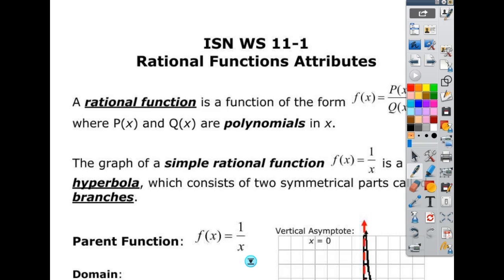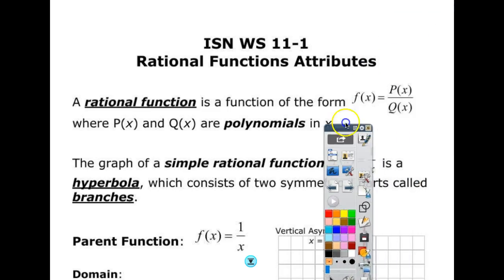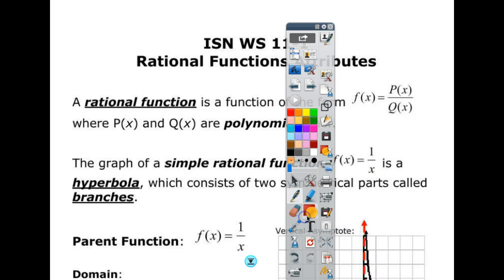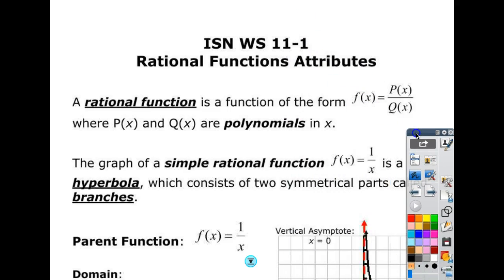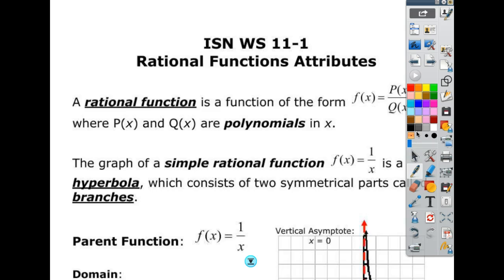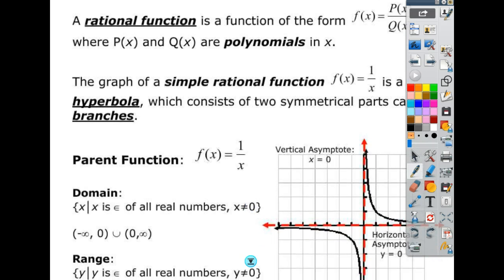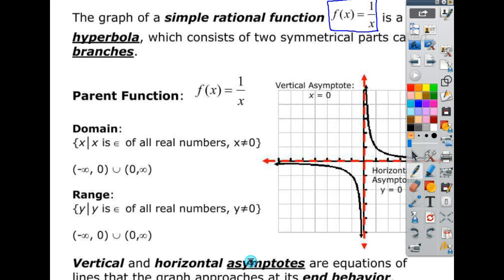Okay, so remember a rational function, all rational means basically, is a fraction. Like right here, they're showing it's P over Q, and P and Q are polynomials, so they look like algebra. Then the graph of a simple rational function, so this is kind of like the parent function right here. And here it is again, the parent function, just 1 over x.